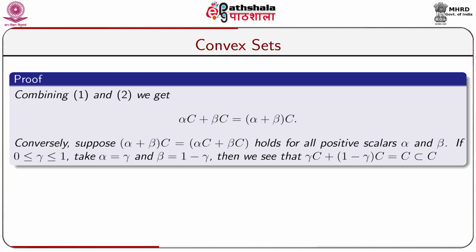and beta. Let us take a scalar gamma which lies between closed interval 0 and 1. Take alpha equal to gamma and beta equal to 1 minus gamma. Then we see that gamma C plus 1 minus gamma C equal to C. We know that every set is a subset of itself. So, C is a subset of C, and hence gamma C plus 1 minus gamma C subset of C. This implies that C is a convex set. Thus, we have proved the theorem.